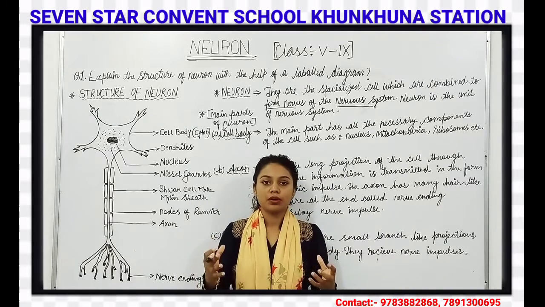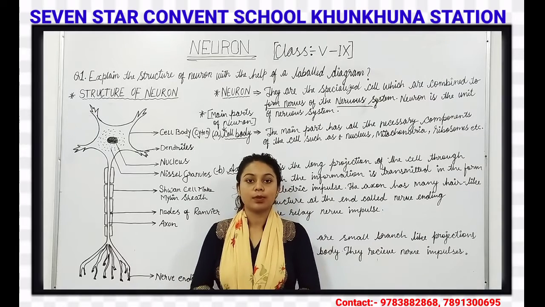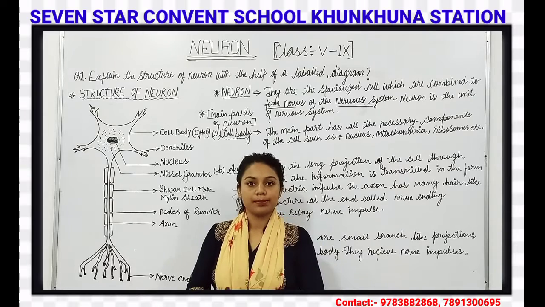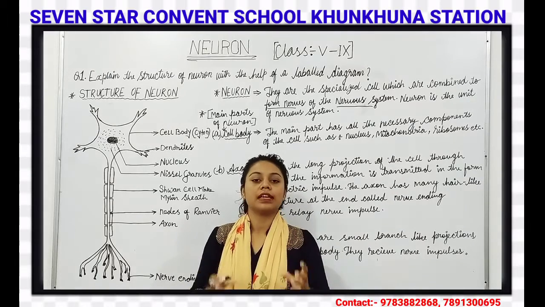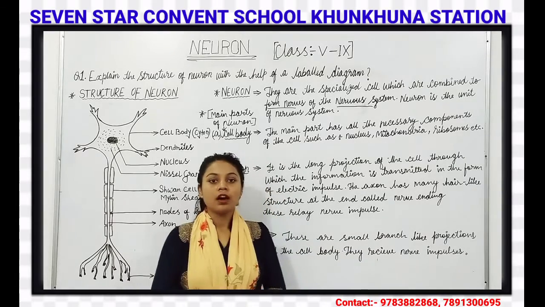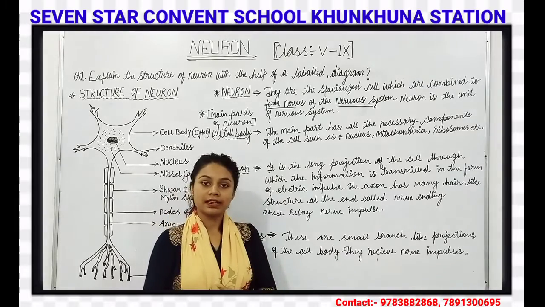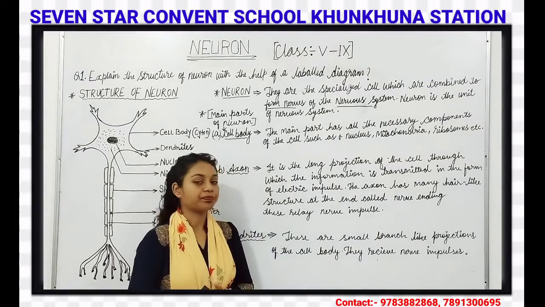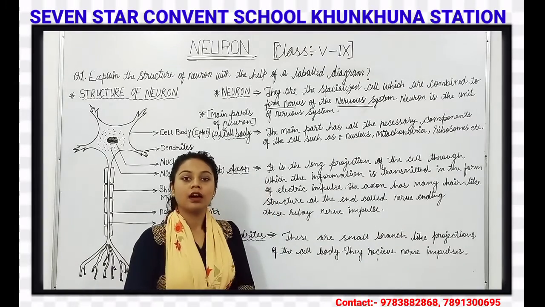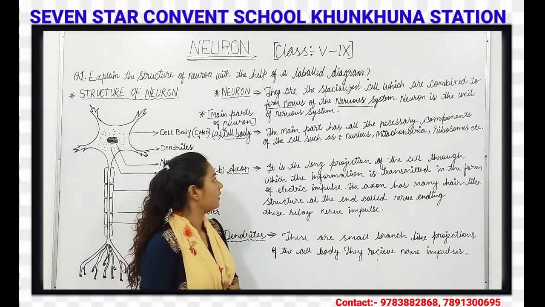As we have cells in blood and cells in the bones, in different parts of our body we have cells. So this neuron is a cell of the brain. It is a specialized cell of the nervous system. This neuron is formed in the brain, so you can say it is the cell of a brain.